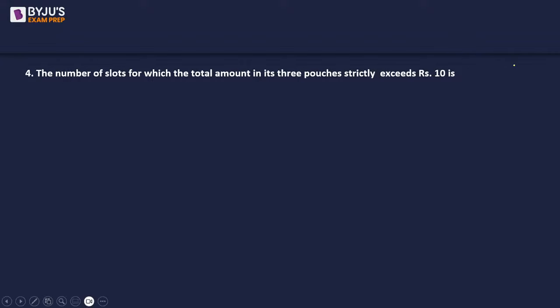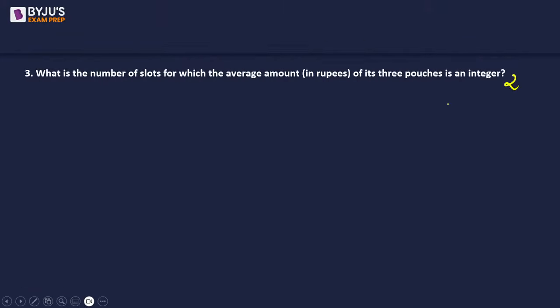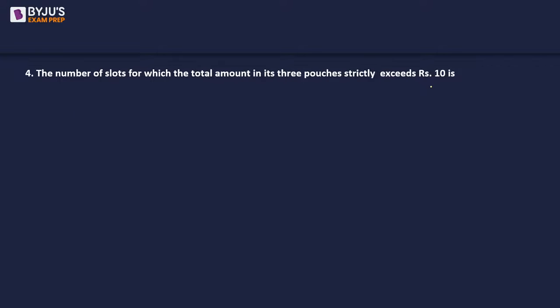Okay, the next, the number of slots for which the total amount in its 3 pouches strictly exceeds rupees 10. It should be more than 10. So more than 10 is column 2 का 20, row 2 का 13 and 38. 3 ऐसे मिले. So there are 3 such slots, right, that exceeds rupees 10.